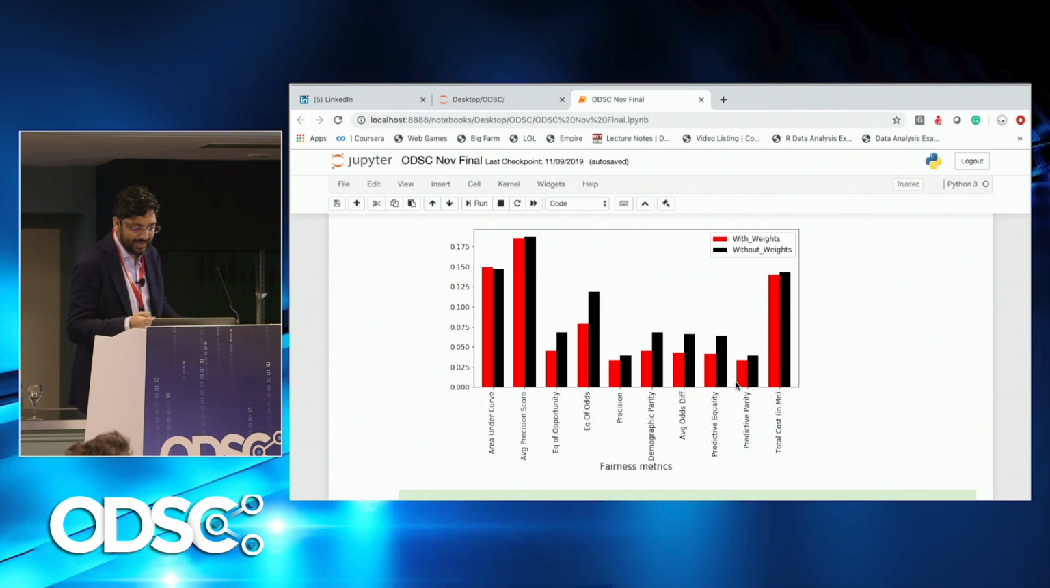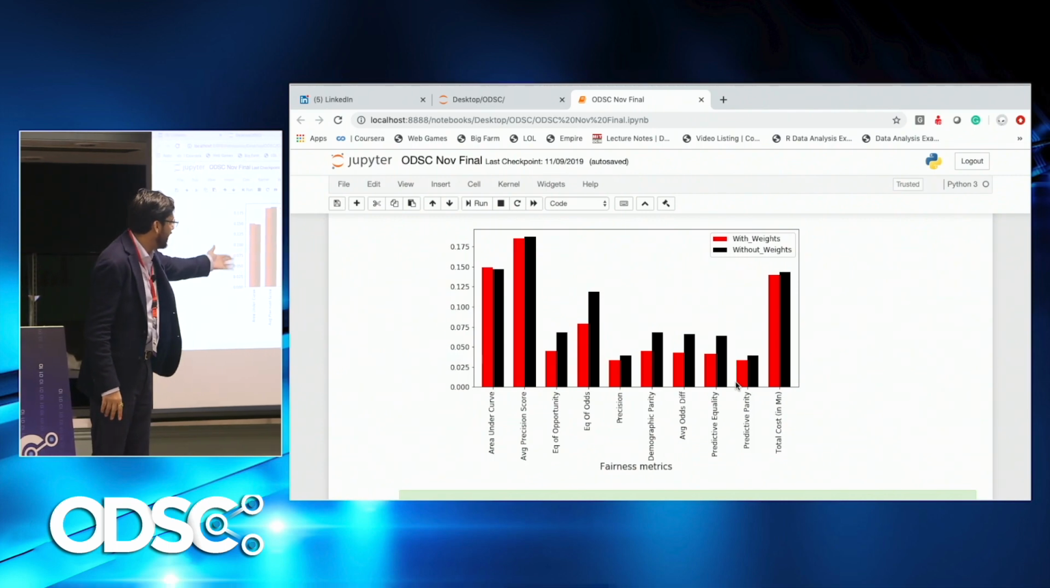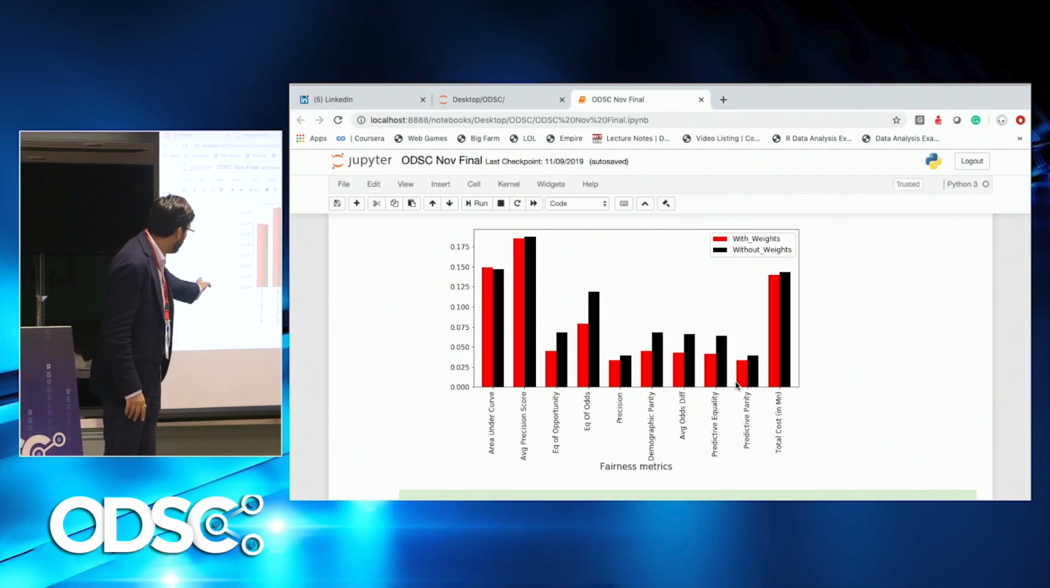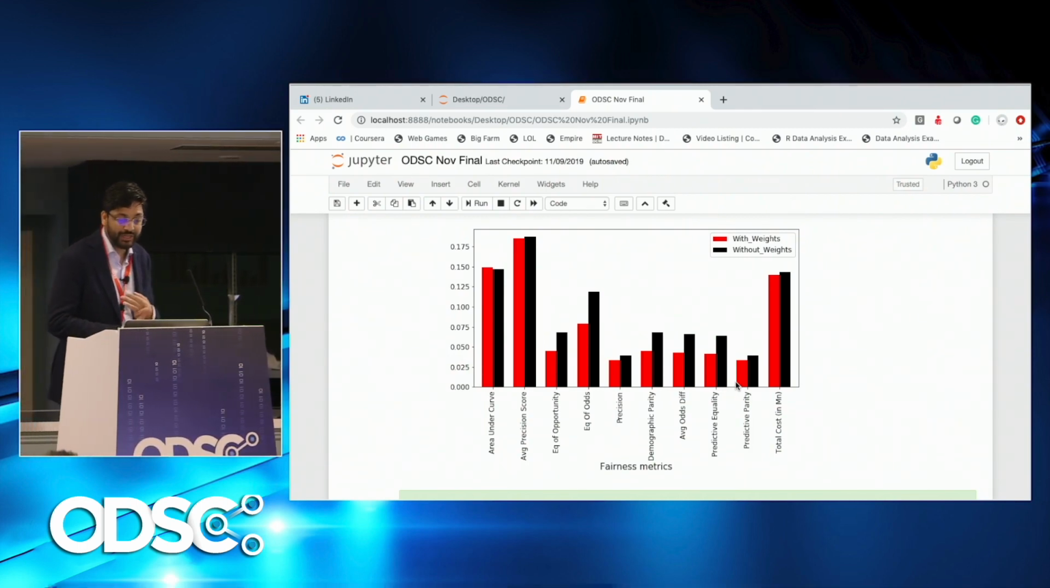So we see that, and we said that we'll concentrate on two things: equal opportunity and equalized odds. So 1, 2, 3, 4th and 5th, we'll concentrate on the 4th and 5th and total cost. Here, my equal opportunity has decreased phenomenally, and equalized odds have also decreased phenomenally, and the cost has also gone down by a few notches.